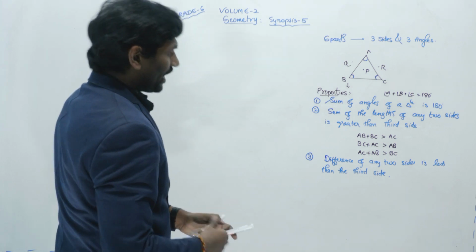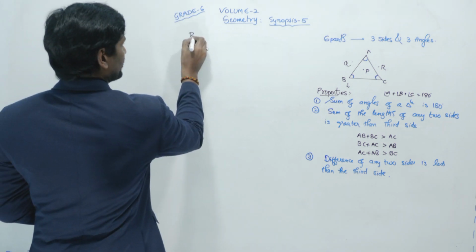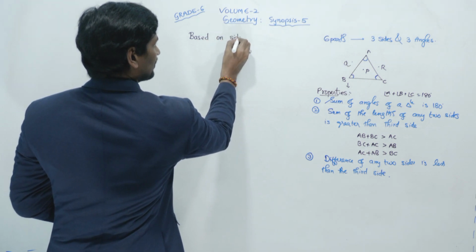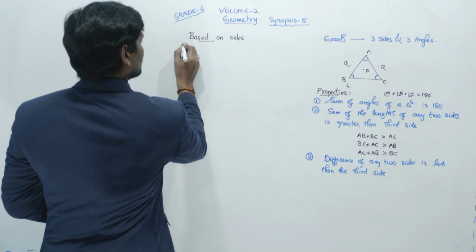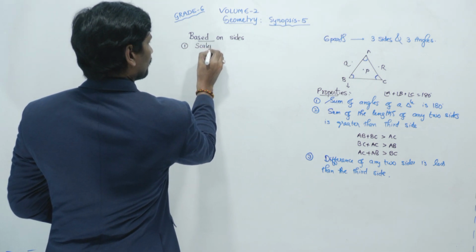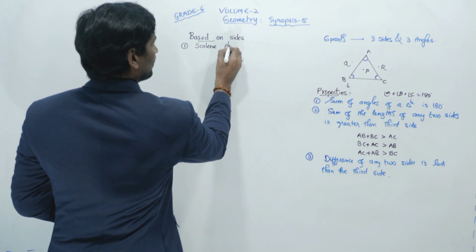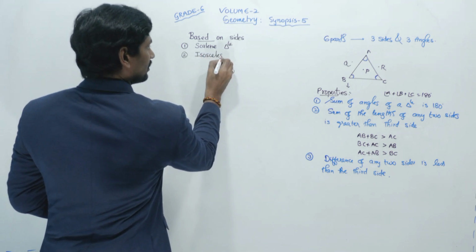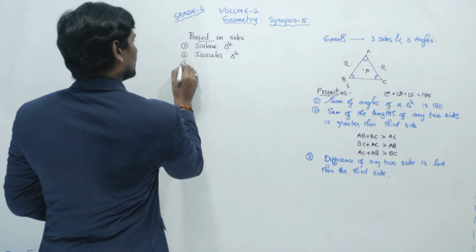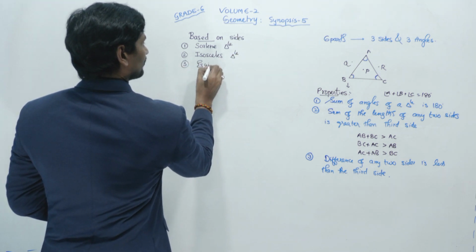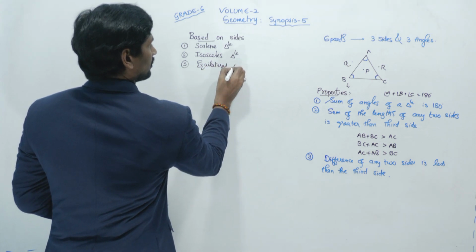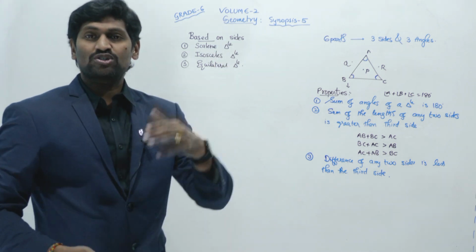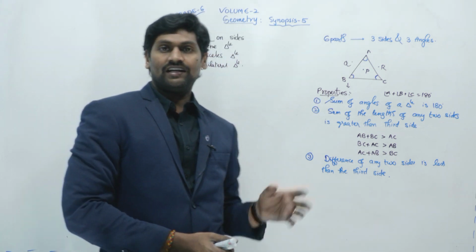Now I am taking the triangles based on sides. The first one is the scalene triangle. Okay, and the second one is the isosceles triangle, and the third one is the equilateral triangle. So let us discuss these three triangles, then we'll go for based on angles.